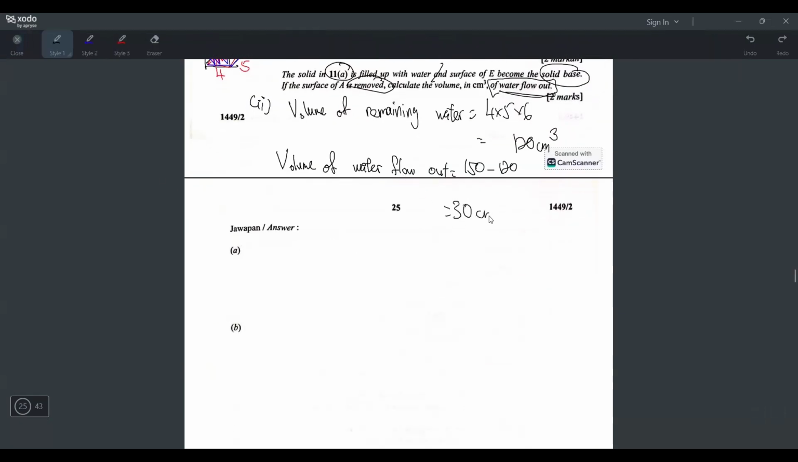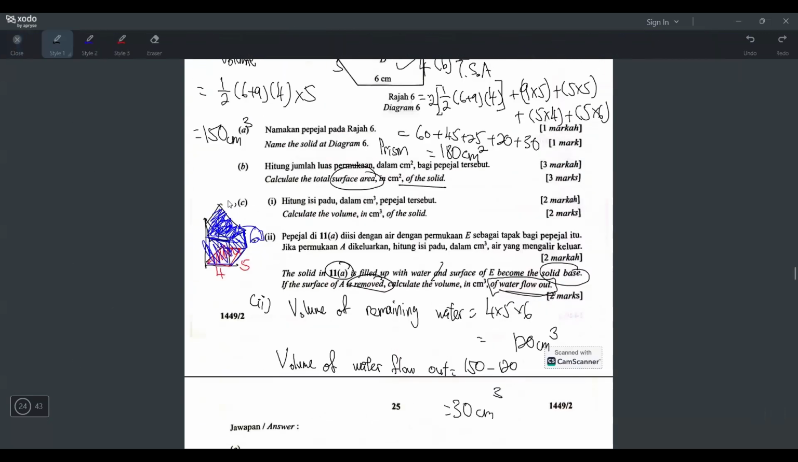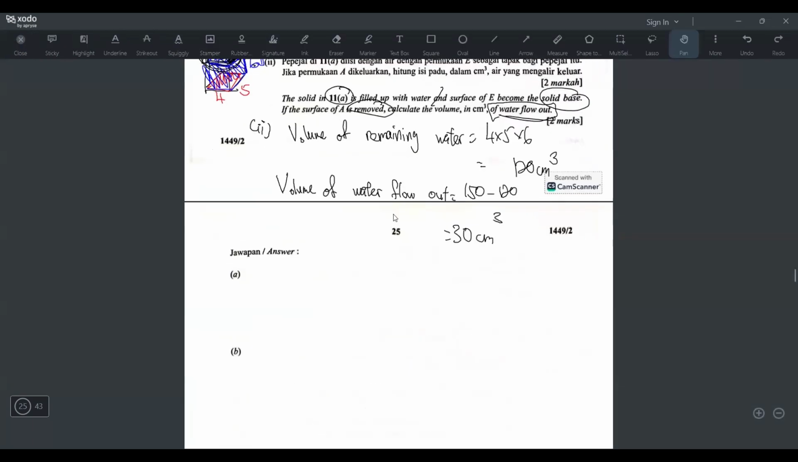Okay, there's another way to do this. The other way is you find the volume of the triangular prism directly. Yeah, you will get 30 also. But how do you find the volume of this triangular prism? You find the area of the triangle first, and then times with 5. I'm sure if you do it like that, you'll get 30 also. And for the area of the triangle, you take 1 over 2 times base times height. Okay, it's also fine if you want to do it like that. But I will do it like this. Okay, done.